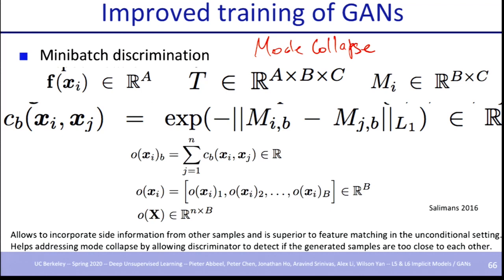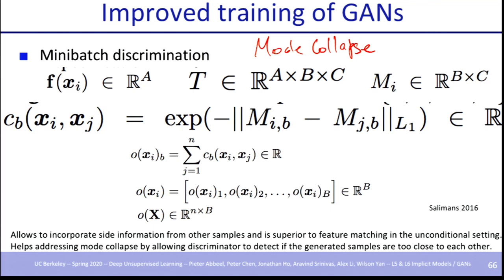And just passing the generated samples in multiple independent mini-batches is not going to let the discriminator be aware of the overall diversity being produced by the generator. So one way to ensure that is to incorporate some side information about what the other samples in the mini-batch being generated by the generator are. So what the authors propose is the following.